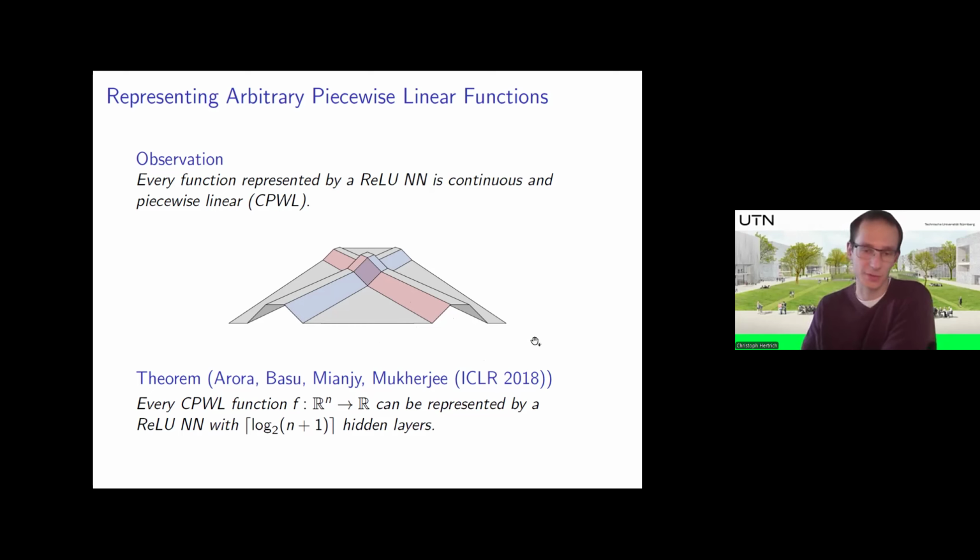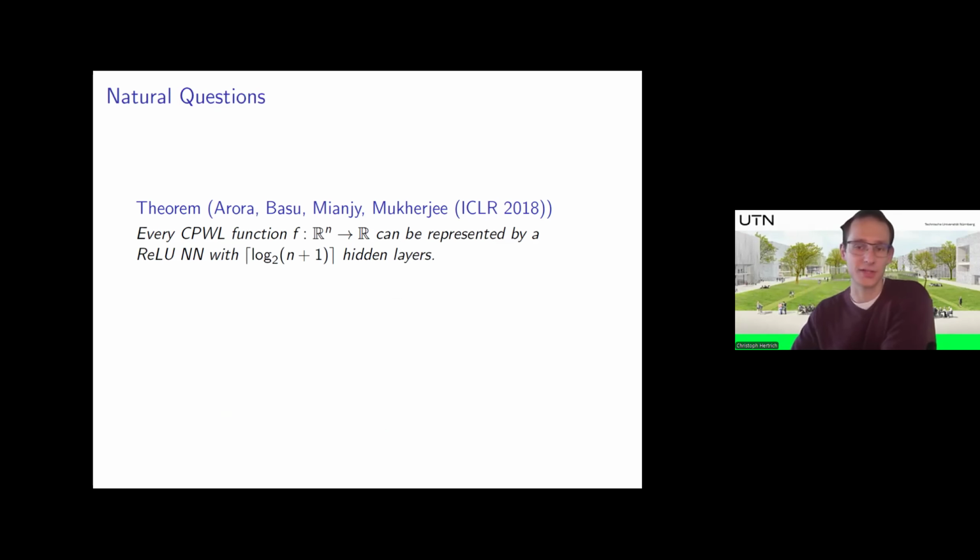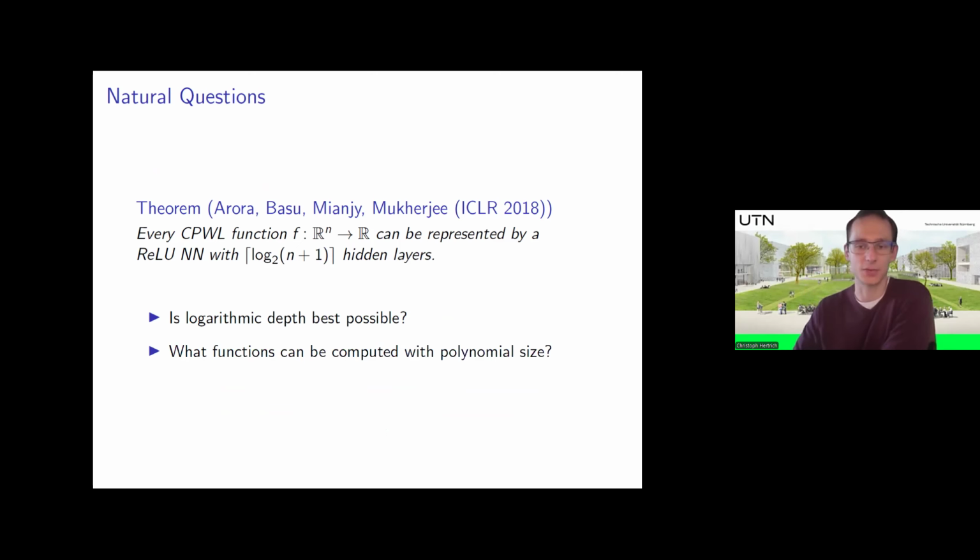Okay, so that's cool. We now know what's possible at all with ReLU neural networks. And now the obvious two questions are like the one that was already asked. I mean, is this logarithmic depth best possible? Or are there functions where we really need these logarithmically many layers, or can we maybe always do better?